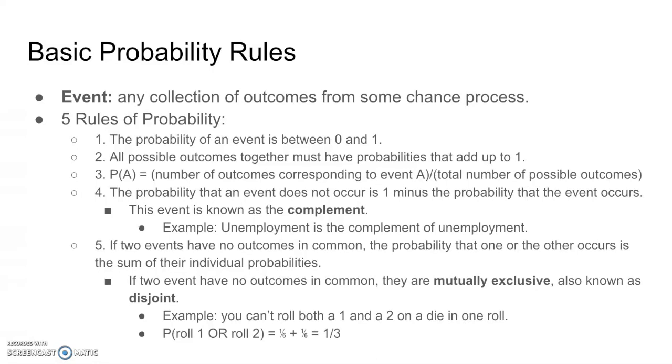For example, unemployment would be the complement of employment. If the unemployment rate is 5%, then the probability that someone is unemployed is 5%, and then the probability that someone is employed is 95%. 5. If two events have no outcomes in common, they are mutually exclusive, also known as disjoint, like rolling a 1 and a 2 on a die at the same time. If two events are mutually exclusive, the probability that one or the other occurs is the sum of their individual probabilities. So the probability of rolling a 1 or a 2 is 1 over 6 plus 1 over 6, which is equal to 1 over 3.